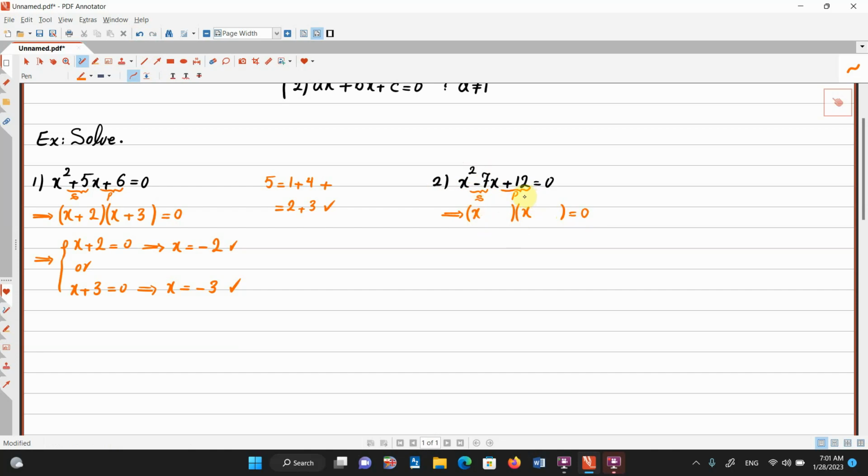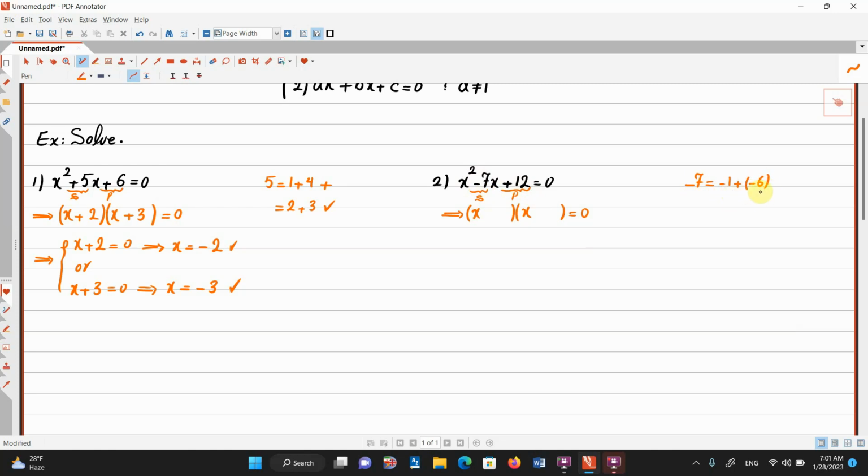Product is positive. Then the numbers we are looking for have the same signs, and since their sum is negative, then we conclude both of them are negative. Therefore, this sum, which is -7, should be written as sum of two negative numbers, starting from the greatest negative number, which is -1. The other negative number can be -6.